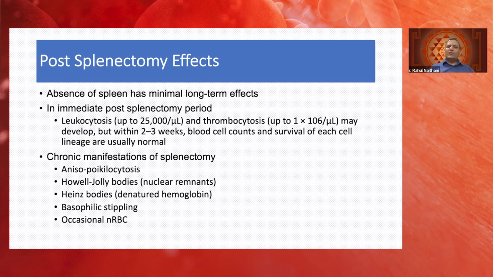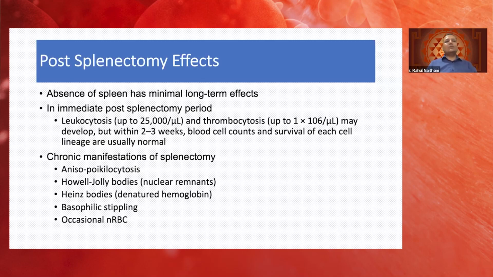In our clinical practice, whenever we have seen post-splenectomy patients, by 2 weeks, the majority of these patients have normalized their numbers. Chronic manifestations of splenectomy: the spleen was doing a lot of nuclear pitting, and since the spleen is not there now, you can see in the peripheral smear anisopoikilocytosis, Howell-Jolly bodies, which are basically nuclear remnants. You can see Heinz bodies, which are basically denatured hemoglobin. You can see basophilic stippling and occasional acanthocytes. Once you have a history of splenectomy, you don't need to react to these findings. The pathologist would report this in the peripheral smear. We don't need to react.